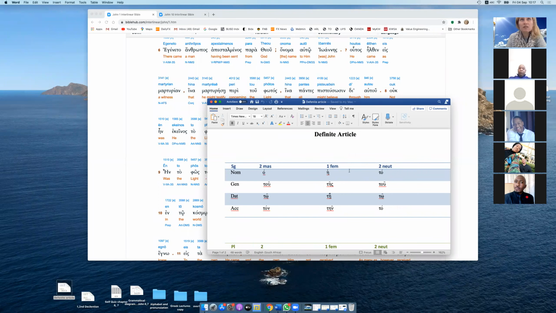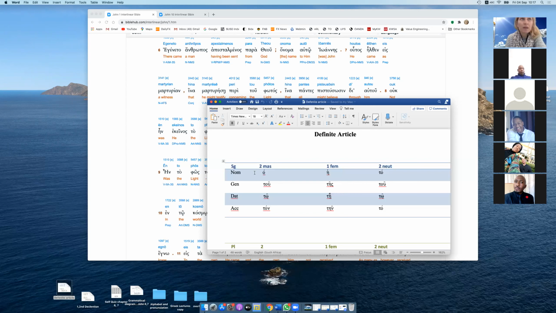So what you see here is the definite article, and you learned that we have three types of articles, one for masculine, feminine, and neuter: ho for masculine, he for feminine, and to for neuter. Why do we have 2, 1, 2? It's the declensions: second declension, first declension, second declension. You will read further in chapter 8 and understand what first and second declension are. It's a difference in endings. So for now just dismiss it. Don't pay attention to 2, 1, 2. You will understand it later.